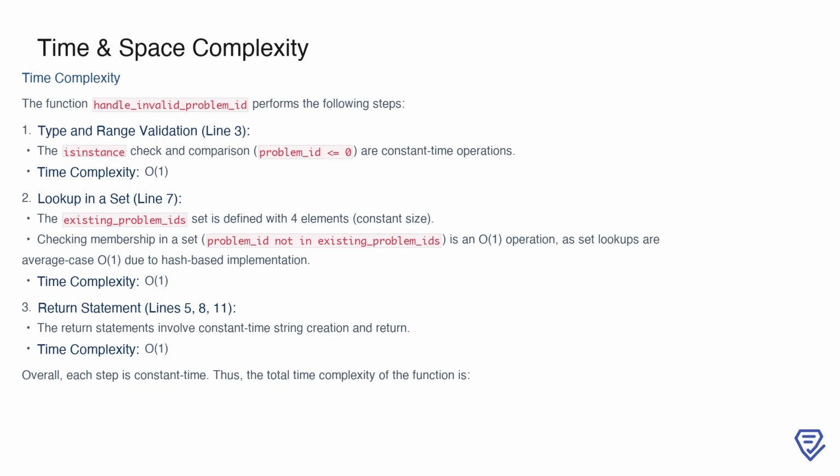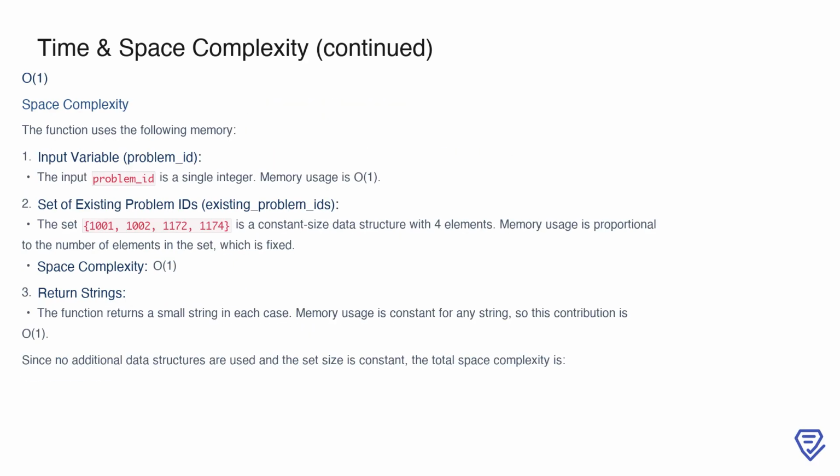Finally, the return statements, regardless of which branch is executed, involve creating and returning a string. String creation and return are also constant time operations, adding another O(1) step. Since each individual operation within the function has a time complexity of O(1), the overall time complexity for the function is O(1). Now let's explore the space complexity of the function.